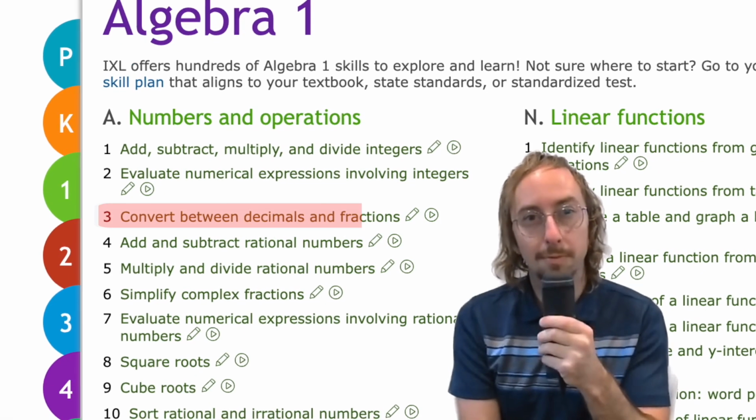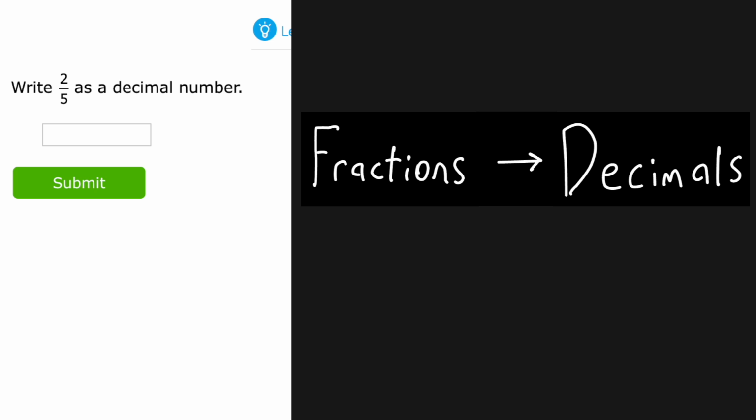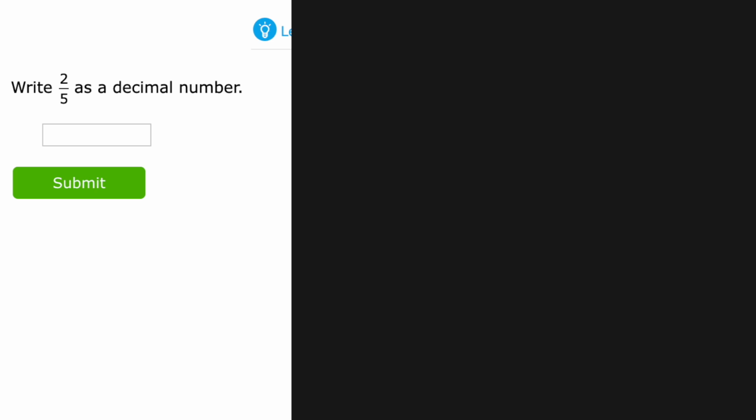Here's what you need to know before you dive into A3. First, we'll focus on how to convert fractions into decimals. So let's look at the three ways we could solve this.